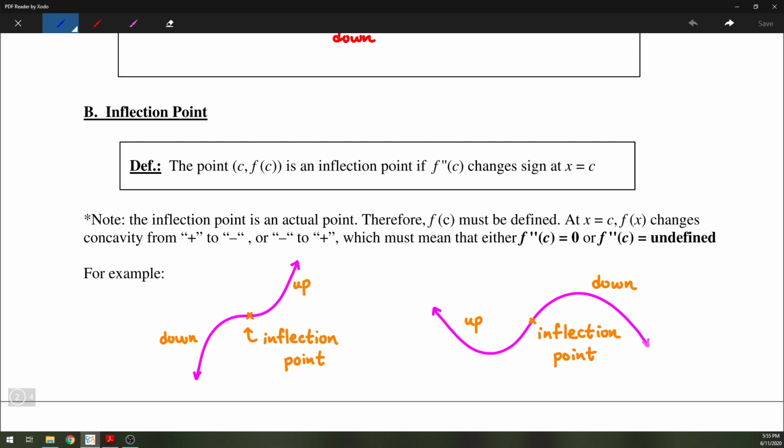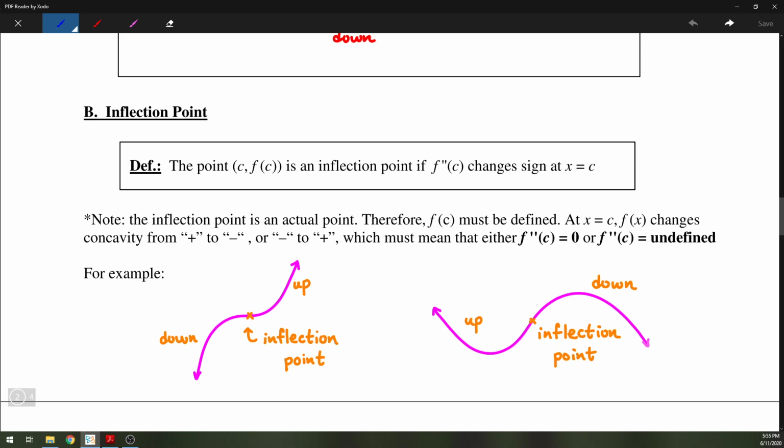So the concavity must change from negative to positive or positive to negative, which means either f double prime of c is equal to 0 or is undefined, very similar to when we are looking for local maximum and minimum and working with critical numbers in the last section. Okay.